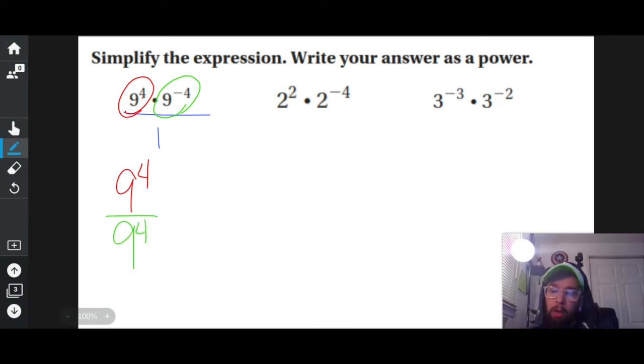Any number divided by itself is 1. So 9 to the 4th over 9 to the 4th is 1. Done. Don't overthink it. Okay, let's do it again.